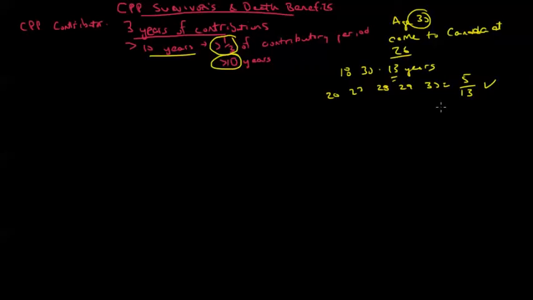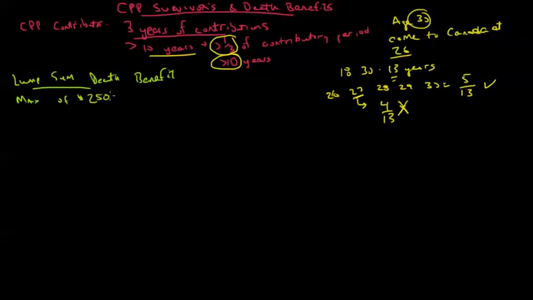They would qualify. If that were only 4 out of 13, if they had come to Canada age 27, for example, then they would have 4 out of 13, and that would be less than 1/3. Here they would not qualify. Okay, so once we know that they qualify, there are 2 sets of Canada Pension Plan benefits here. The first is a lump sum death benefit. And the lump sum death benefit is a maximum of $2,500.